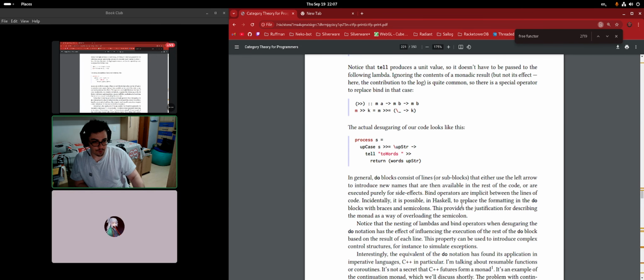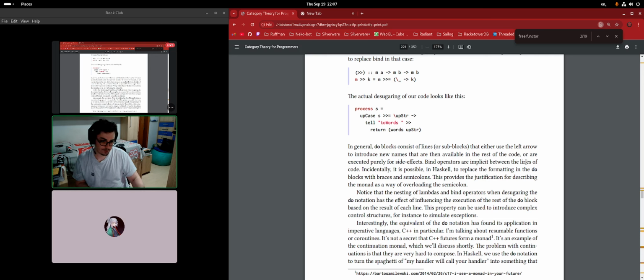Okay, 6 minutes to go. And then we can use the notation with blocks, with braces and semicolons, which I particularly don't find very pretty and aesthetically pleasing. It is useful for generated code though, because then you don't need to worry about significant white space, which is cursed.